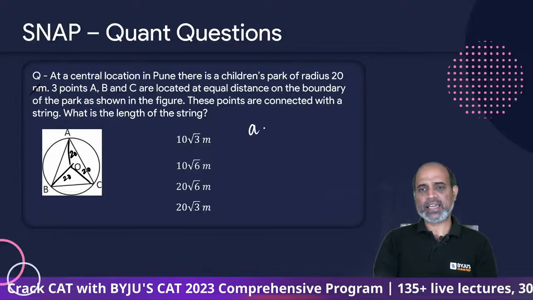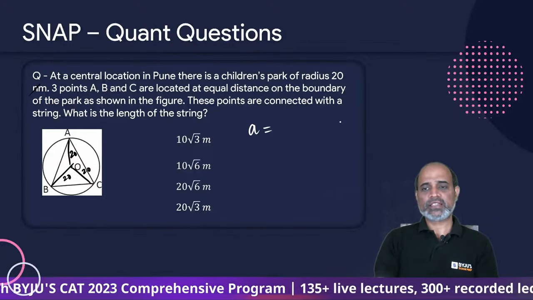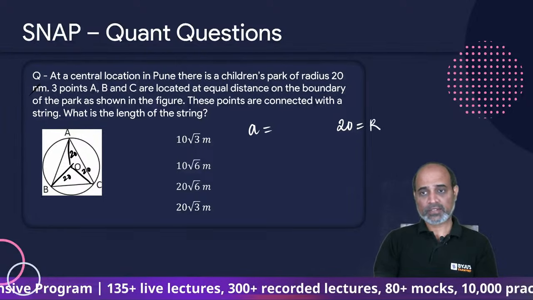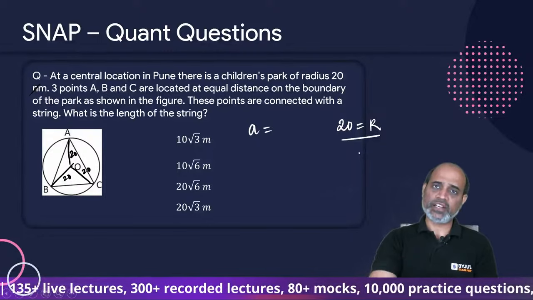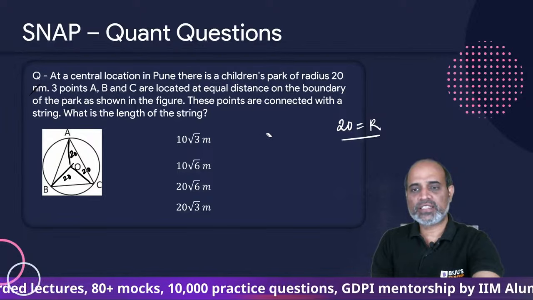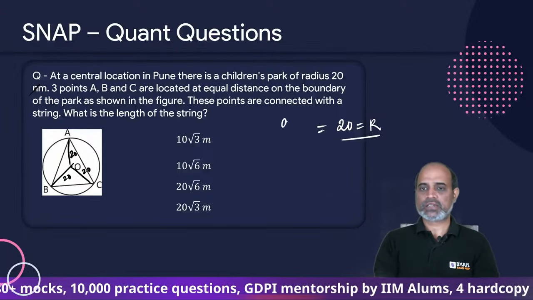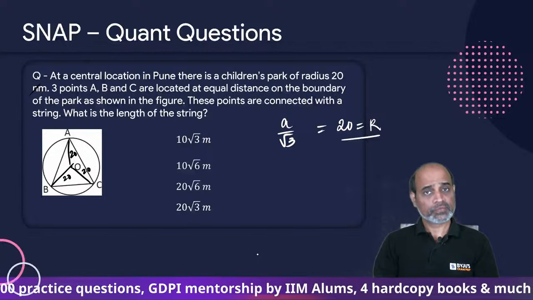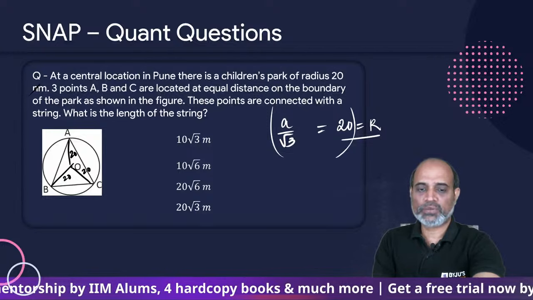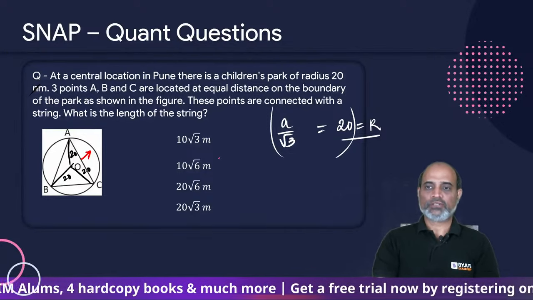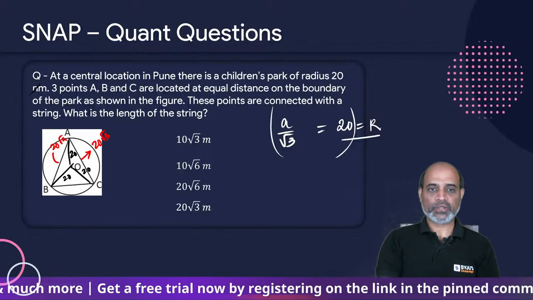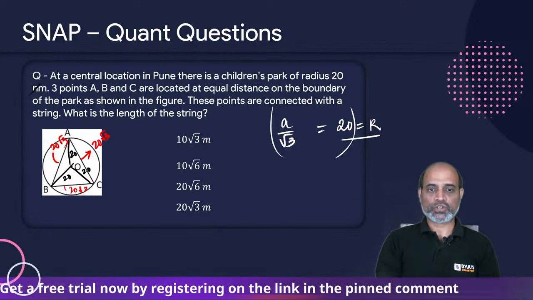of side A, then this 20 is actually nothing but the circumradius. And how is circumradius related to the side? So if the side is A, then the circumradius is given as side upon root 3. So if you look, this particular component will become 20 root 3. This will also become 20 root 3. This will also become 20 root 3. So we will get 60.